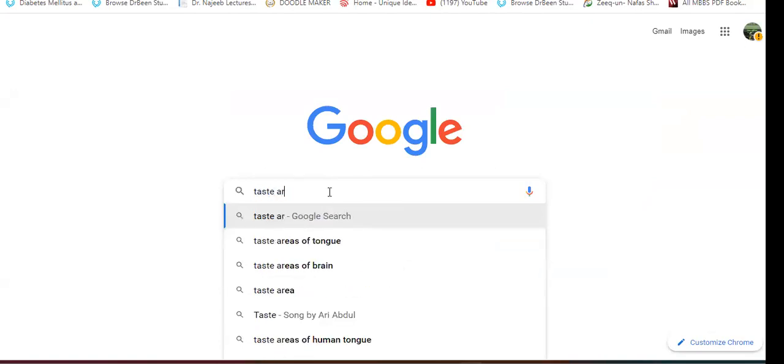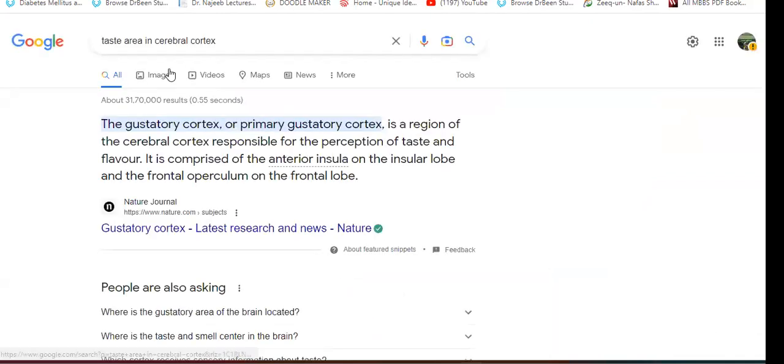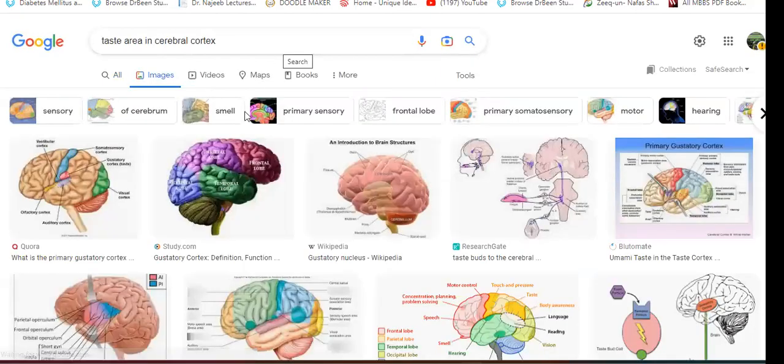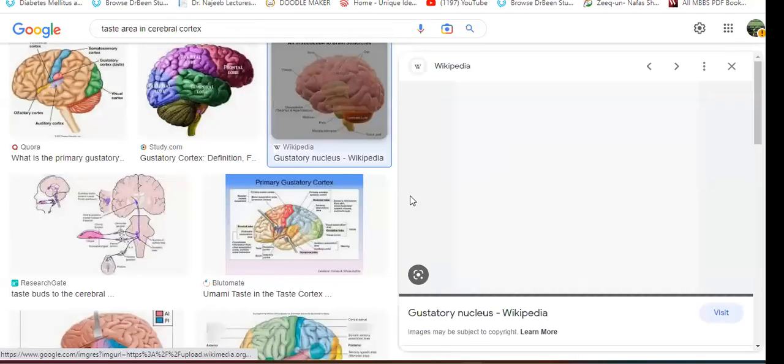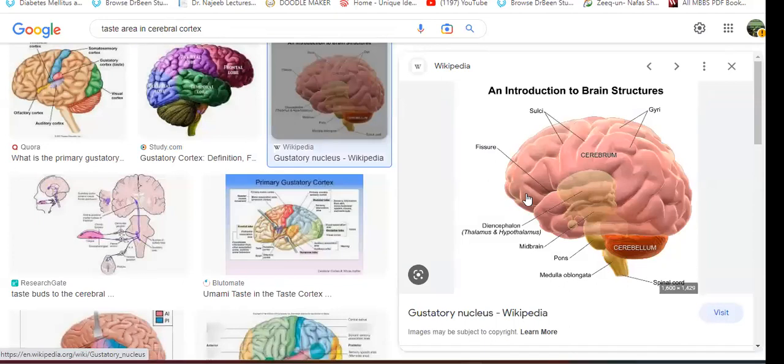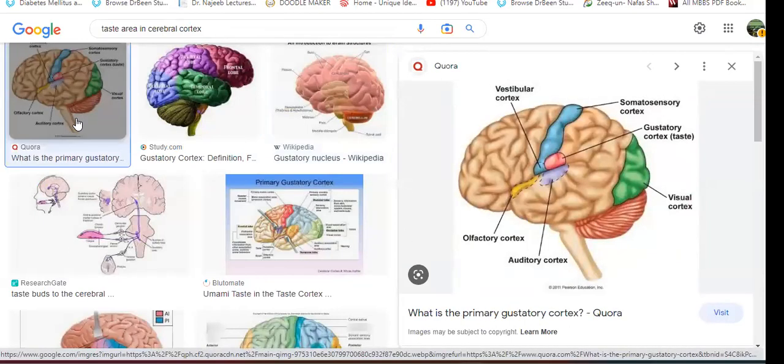Taste area in the cerebral cortex. You can see that this is the area where we can observe the taste.